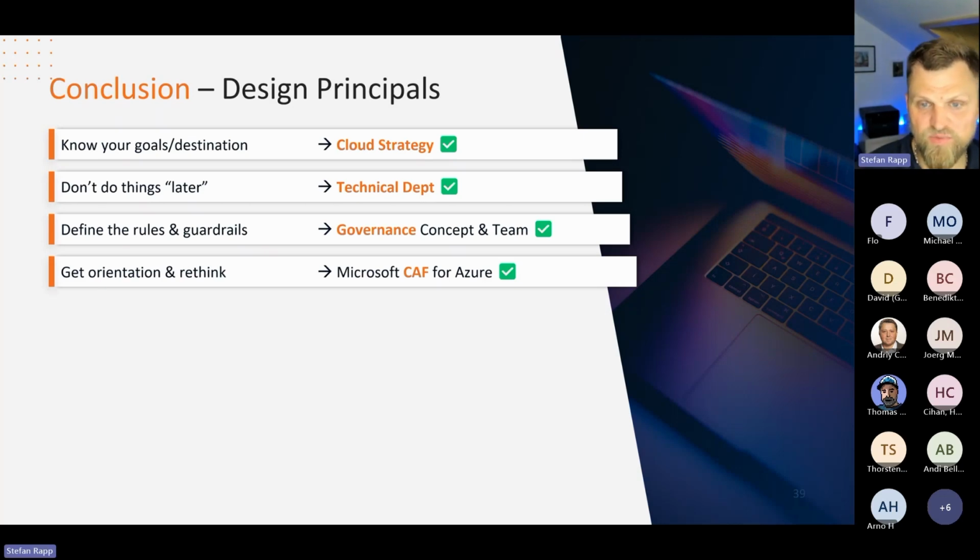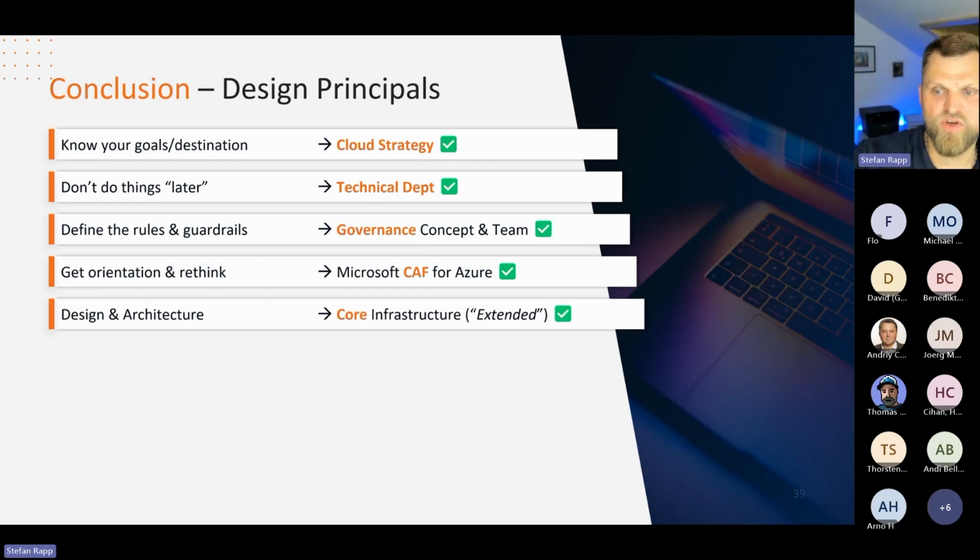Get orientation and rethink. Microsoft CAF, the Cloud Adoption Framework, is a good indicator that you can have a look at. Also for the core infrastructure, think a little bit outside the box. Also think about how you're going to do backup, how you're going to do disaster recovery. So things that are also on this slide I already showed you. You're going to get the slide as a checklist. I will upload it to my GitHub account, and you can always have a look at it.